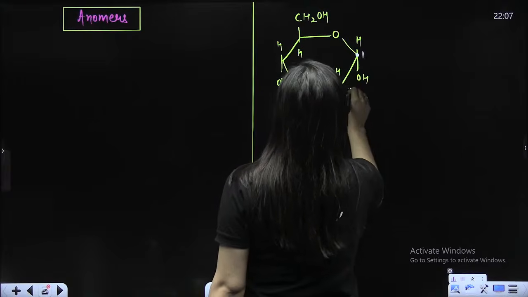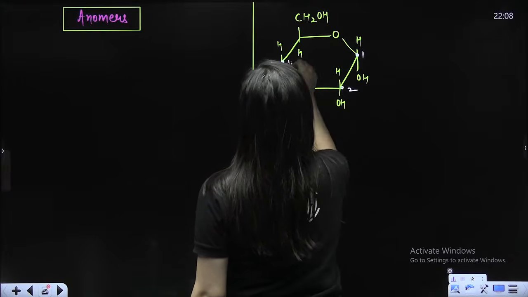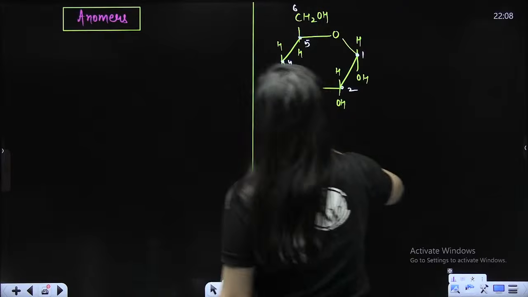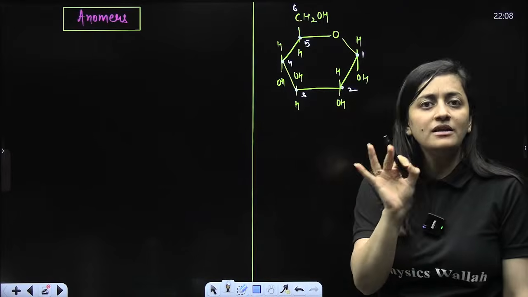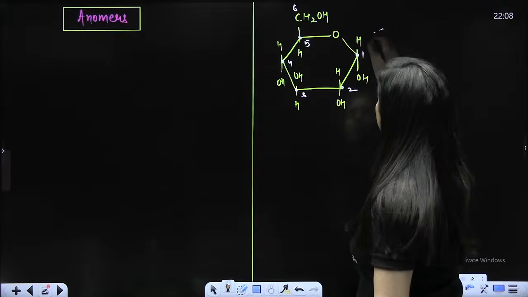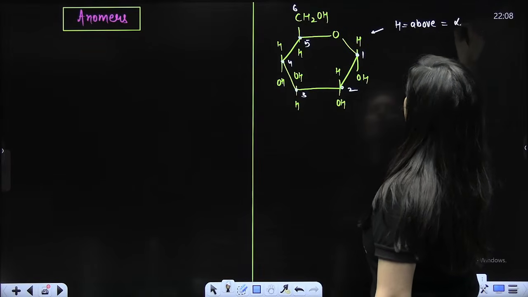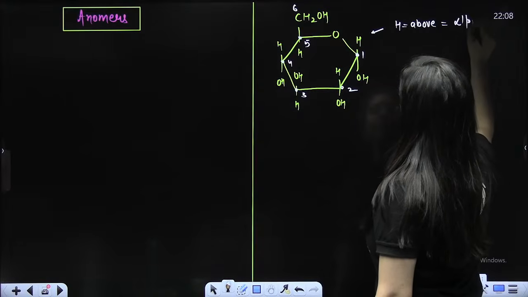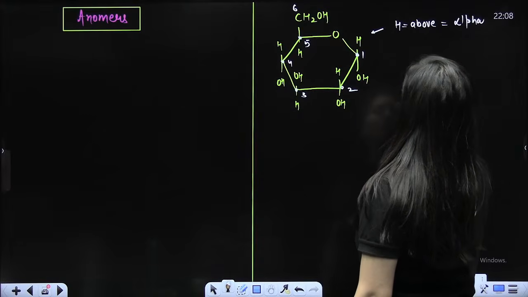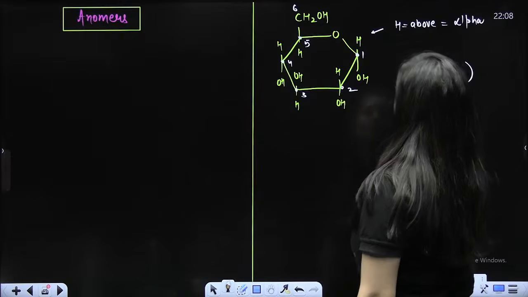Carbon 1, carbon 2, carbon 3, carbon 4, carbon 5, carbon 6. Now look at this in a simple way. If you have to understand, hydrogen above, that's how I remember, H above, so it is alpha form. I will call it alpha glucose.